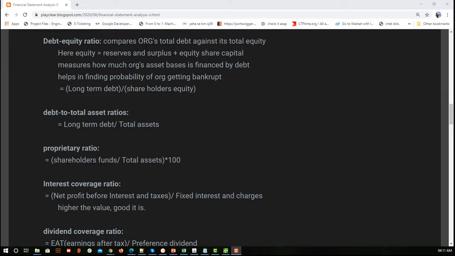And suppose we have one part as capitalized money and our total asset is 3. So 1 by 3 is nothing but 0.33. So we can say 33% of the total capitalization we have got from the shareholders. Okay. So it means what? The more it is, how can we interpret this? Since shareholders funds is something that we are getting from outside, the less it is, the better it is.